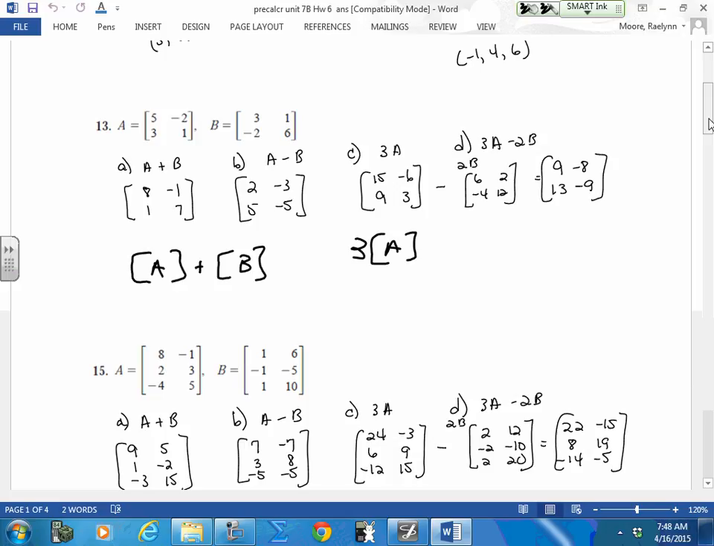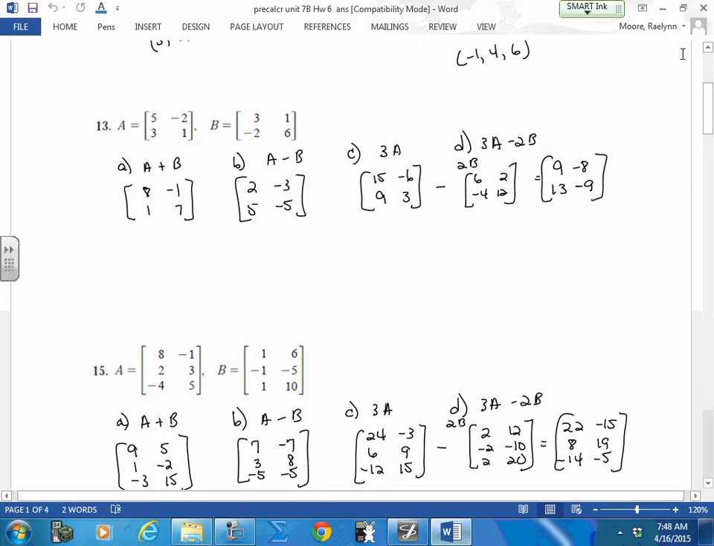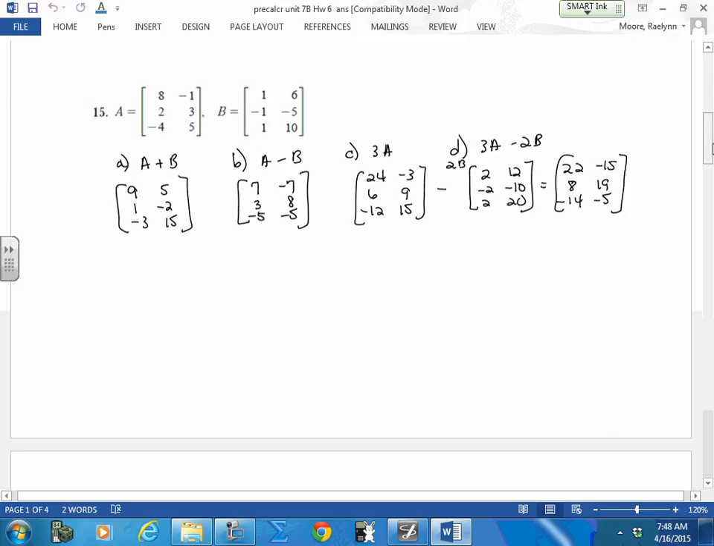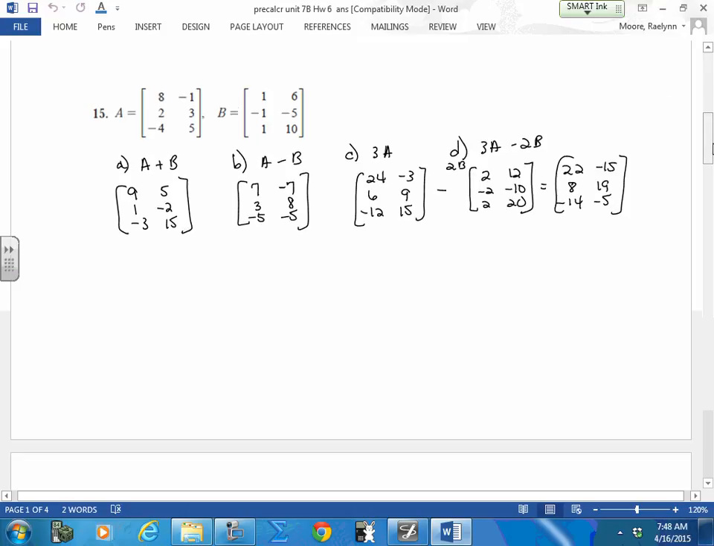Good? Okay. All right. These are good? Same kind of thing? Remember, to add and subtract, they have to be the same order. A 3 by 2, a 3 by 2. You can do a scalar multiply on any of them, but you can't add or subtract unless they're the same order.